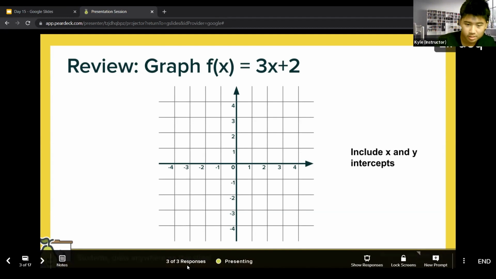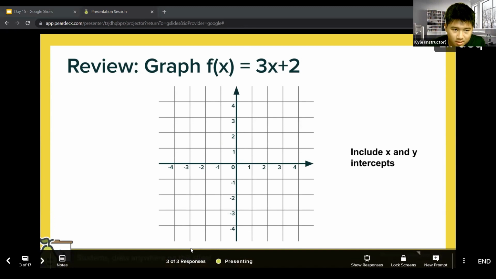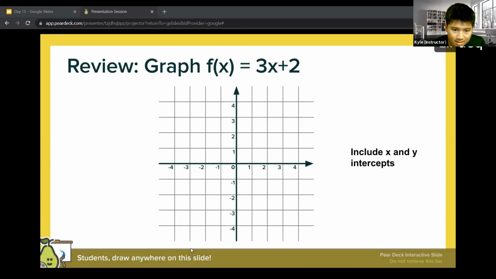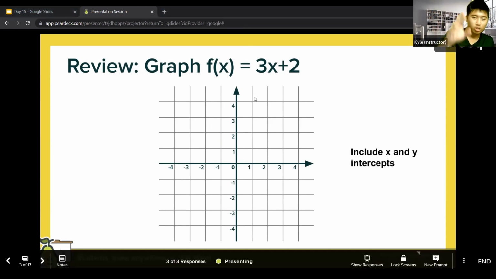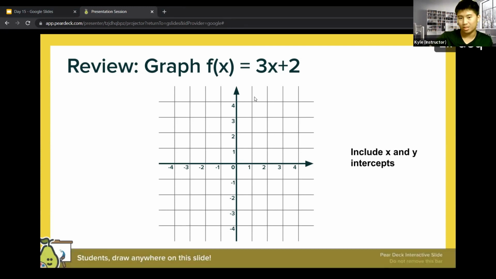Okay, are you guys done? Let me check a little bit. Remember to make sure you draw the table out so you guys can plot the points, and then afterwards you guys can draw a line straight through them.